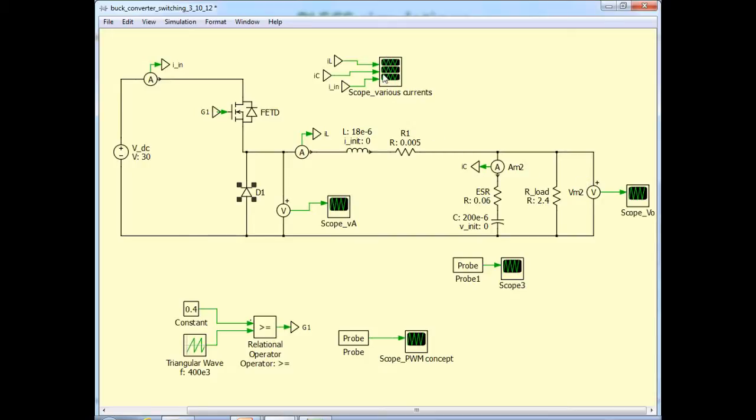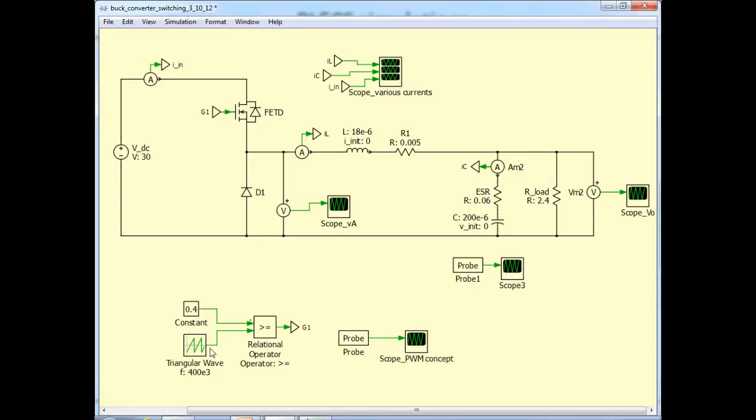And I have several scopes to measure the different waveforms. Once we run the simulation, we will actually look at the different waveforms in these scopes. So that is about the power stage. Next, we will look at the PWM, or the pulse width modulation stage, which generates the gate drive required to drive the MOSFET. So our PWM process is quite simple.